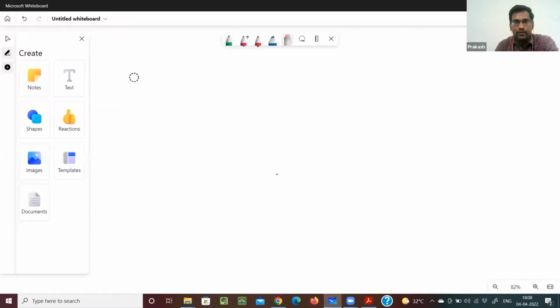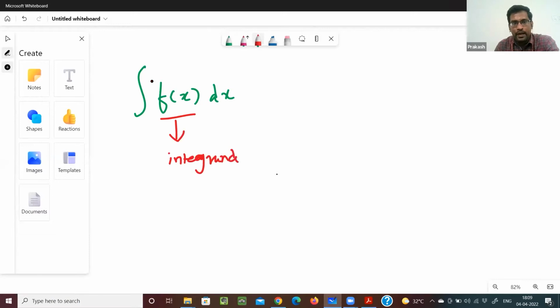Here first integral. So if I'm taking this f of x, integrating f of x with respect to x, we know what is an integrand. This is called the integrand. So whenever this integrand involves a trigonometry function, then how can we find this integral value? That is very important.